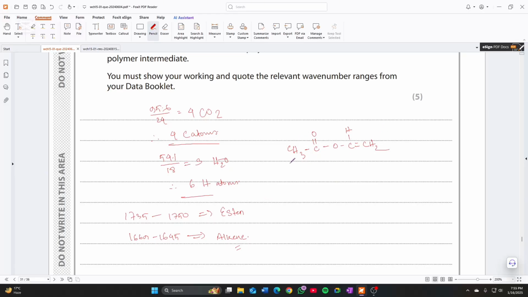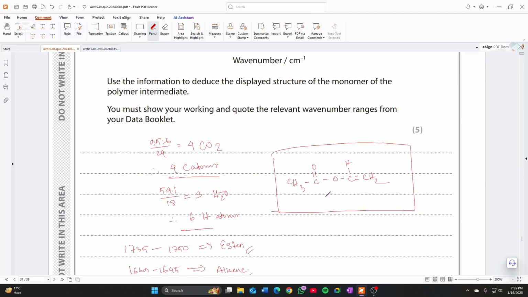So if you take these conditions into account, that we will have 4 carbon atoms, 6 hydrogen atoms, an ester group, and an alkene group, then this is our compound that will be formed. Here we have an ester group, this is the alkene, and in total we have 1, 2, 3, 4 carbon atoms, and 3, 4, 5, and 6 hydrogen atoms.